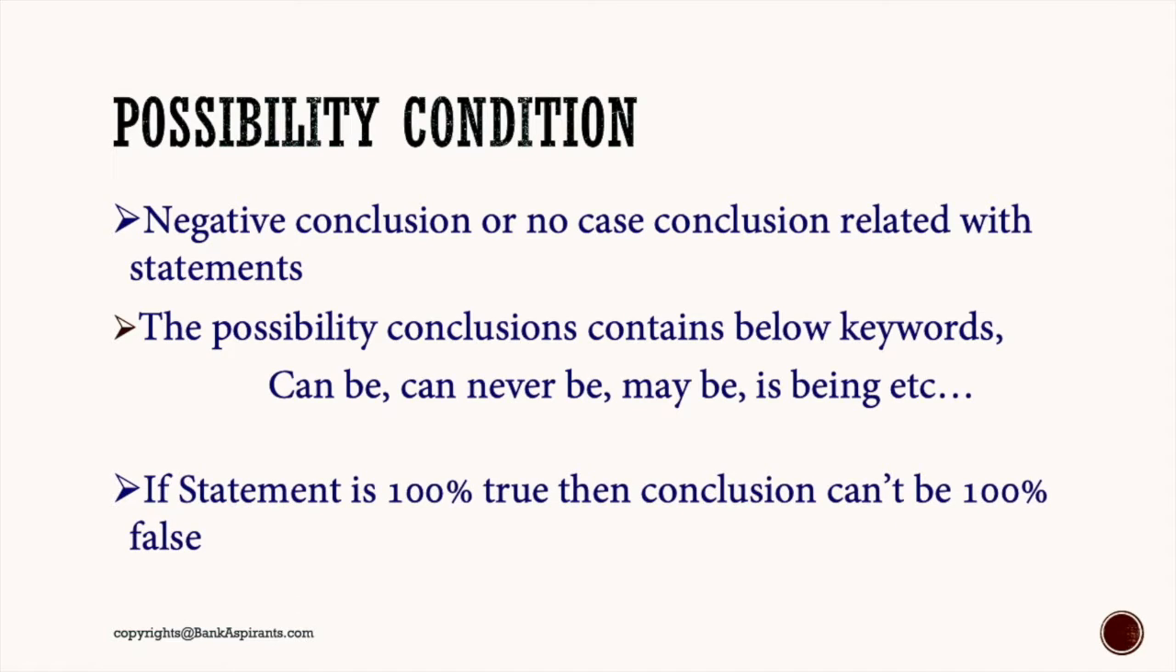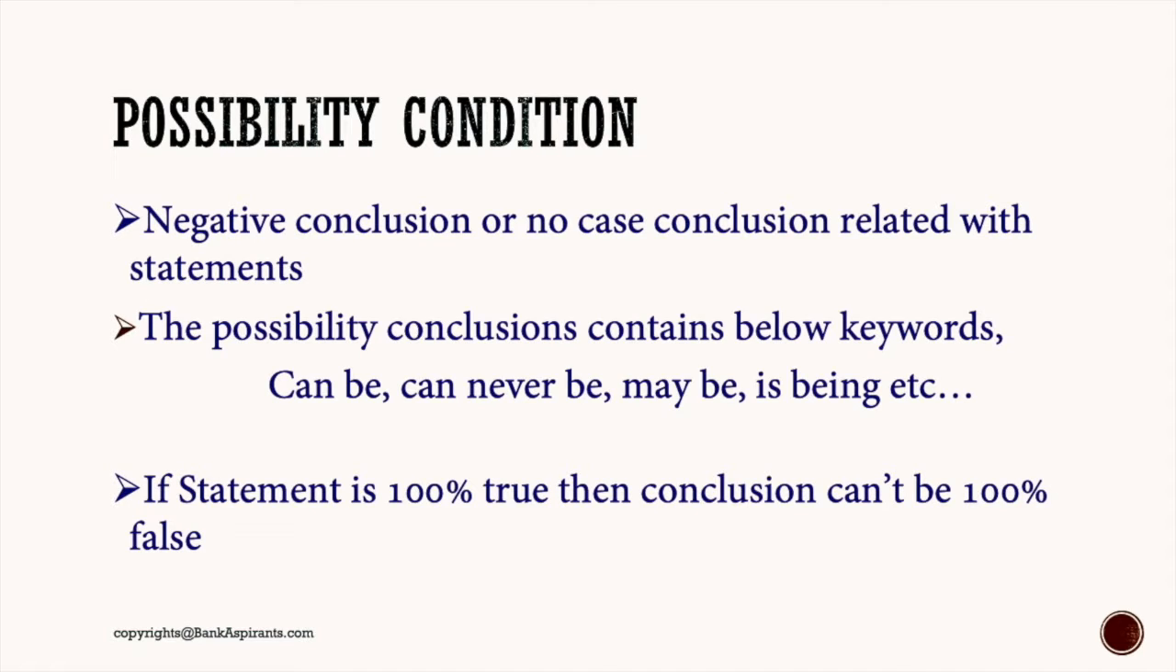If a statement is 100% true, then the conclusion cannot be 100% false. If you are given a 100% true statement, and the conclusion given is 100% false, then we can't say the conclusion is 100% false, because there can also be a possibility. That is what they are saying. That can also be an illusion. We can have an illustration diagram, and we can say it is possible. So that is the possibility condition.